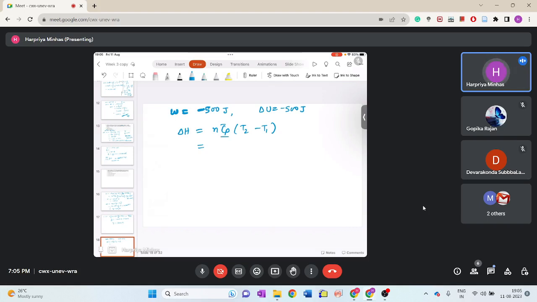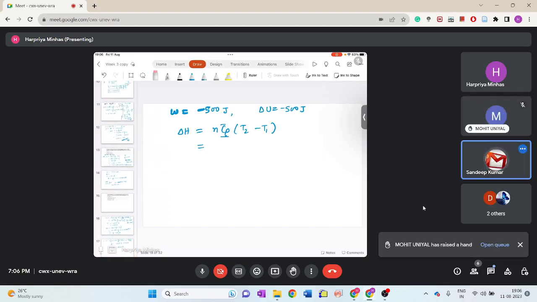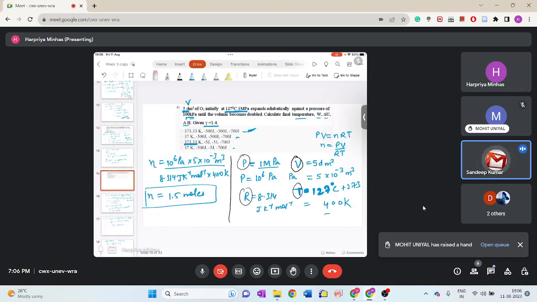Instead of Cp, we write gamma and Cv? Ma'am, in the previous case for the delta U calculation, you took the Cv value as 3 by 2 R. Yes, ma'am. For the delta U calculation, you took the Cv value as 3 by 2 R. Yes. So this is 1.4.